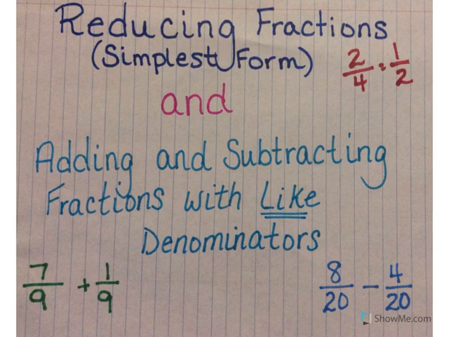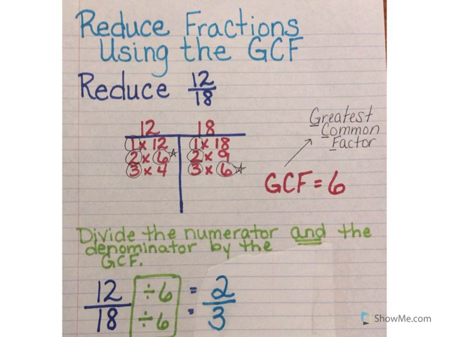Welcome to today's lesson on reducing fractions and adding and subtracting fractions with like denominators. And while we reduce fractions, we're going to look at two different ways to reduce fractions. Reducing fractions can also be referred to as lowest terms and simplest form. The first way we're going to look at to reduce fractions is using the GCF, or the greatest common factor. We talked about this in a previous lesson.